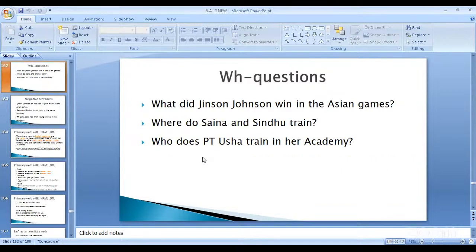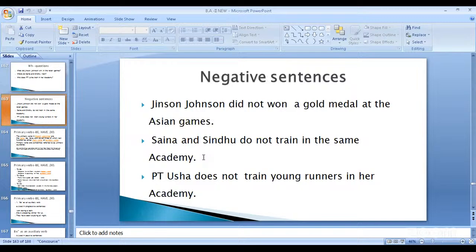Again, for the WH questions, I can use this do as a dummy verb. So look at the dummy role of do. What did Jinson Johnson win in the Asian Games? Where do Saina and Sindhu train? Who does PT Usha train in her academy? Right? So coming to the negative sentences, now you will have a not between the do and the verb. Jinson Johnson did not win a gold medal at the Asian Games. Saina and Sindhu do not train in the same academy. PT Usha does not train young runners in her academy, right?